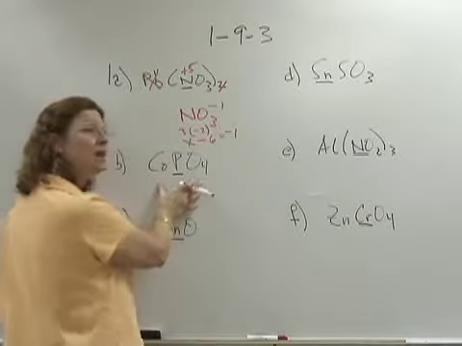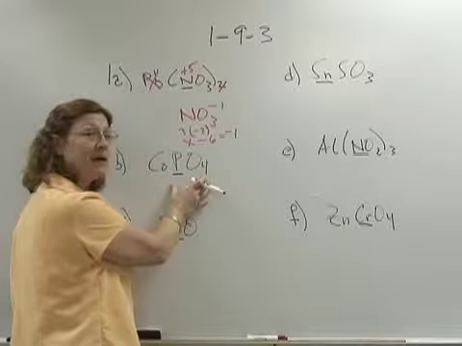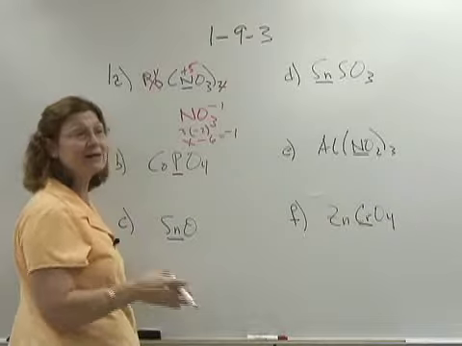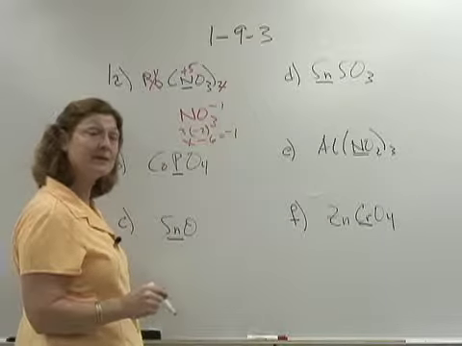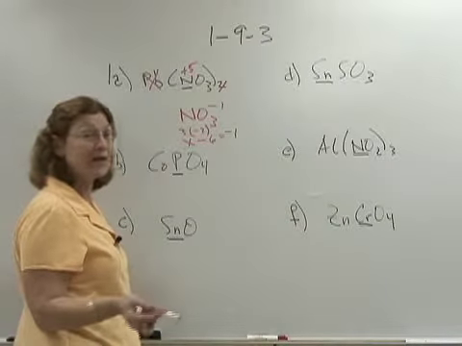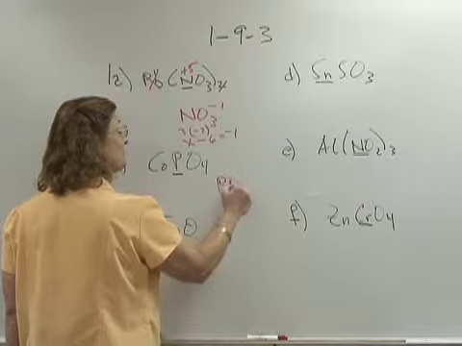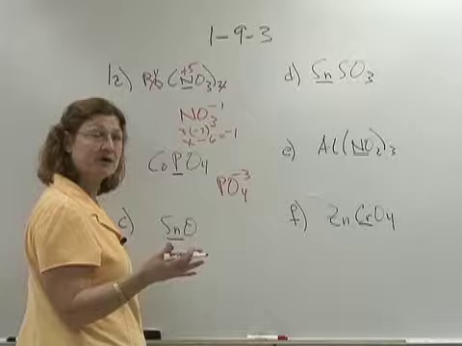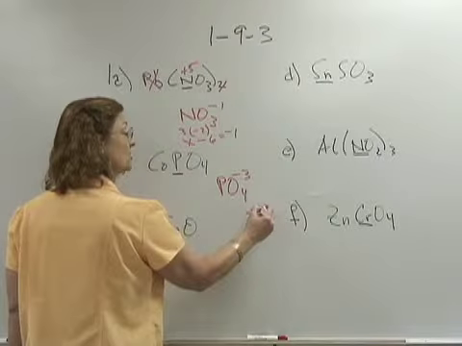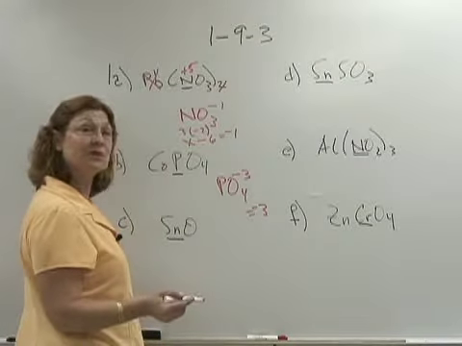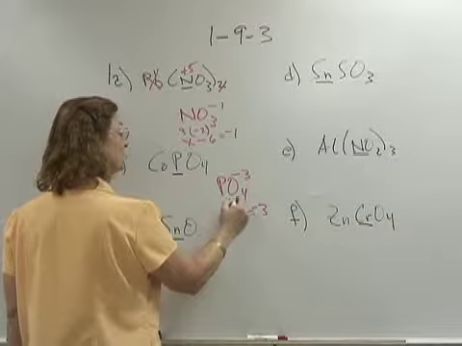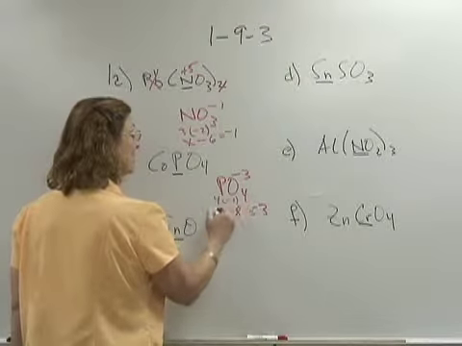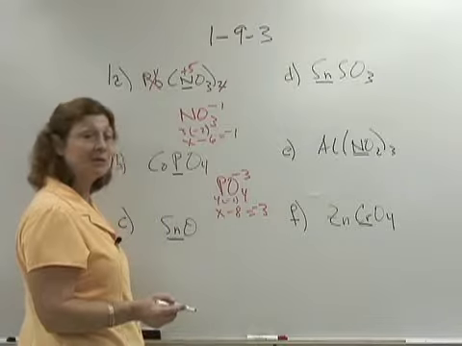In the case of this compound, even though this polyatomic ion is not in parentheses, it is still a polyatomic ion. And that's why it's important that we know what our polyatomic ions are so we can spot them. Phosphate has an oxidation number of the overall polyatomic ion of -3. So I set my equation equal to -3. Oxygen is -2. There are 4 of them, which gives me a -8. Phosphorus is my unknown, and that would be +5.